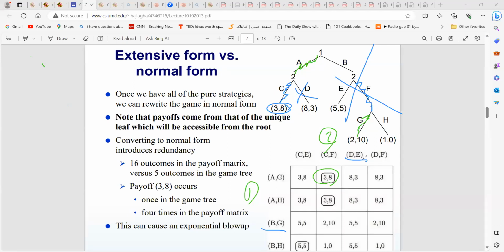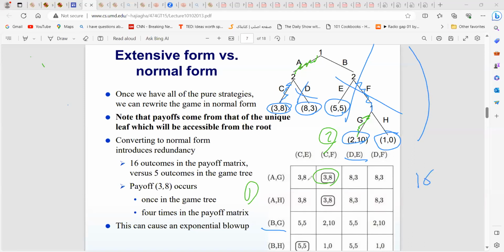So that's the way that essentially we can generate this one. However, note that here there is some redundancy, as I mentioned. In this representation, in this tree form, we had essentially five outcomes for the game. These are essentially all the terminals that we had. Correct? But here in this normal form game, we have 16.